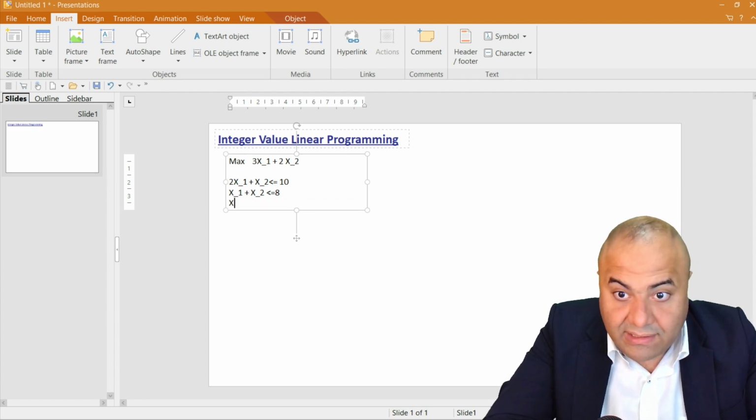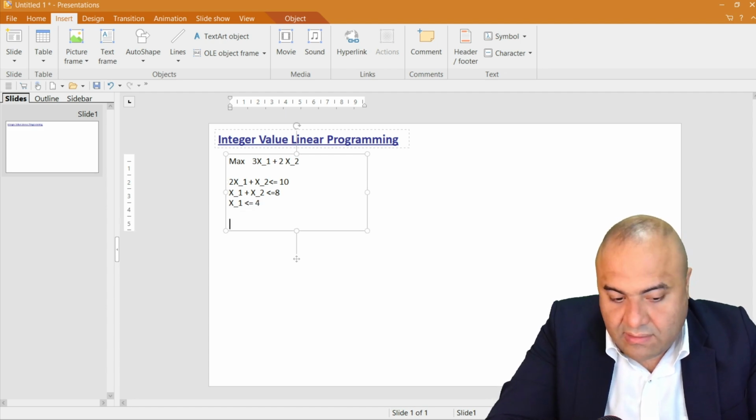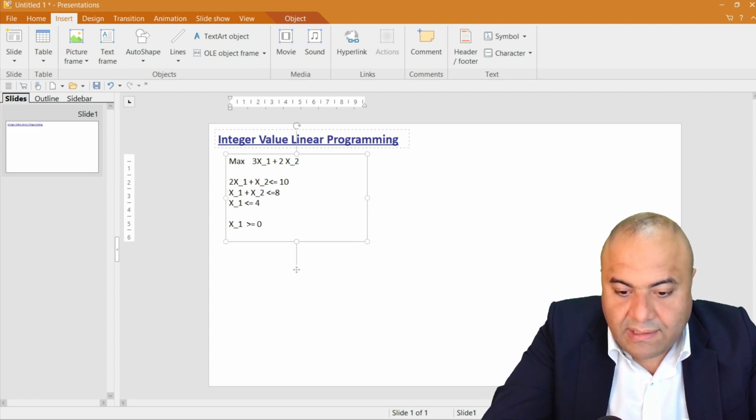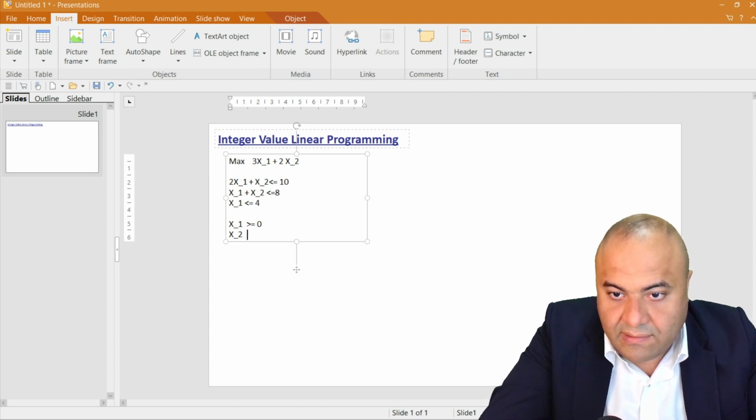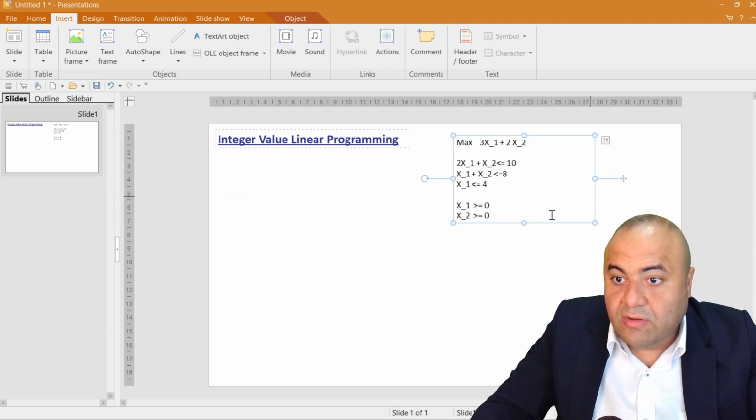We have x1, let's say we don't want it to be more than 4, and x1 is more than or equal to 0. x_2 is also more than or equal to 0. That means they are all positive numbers. So we can see here, this is our problem we're trying to solve.